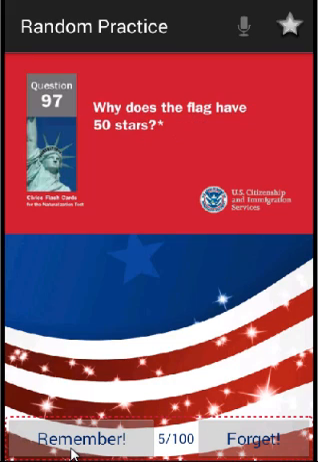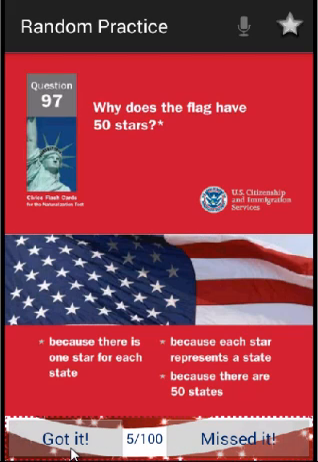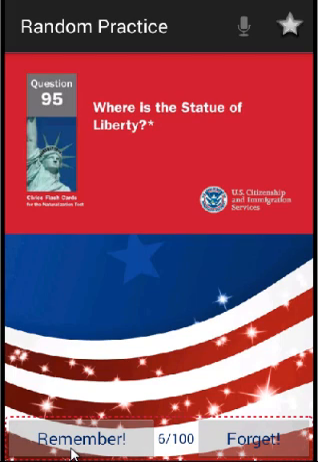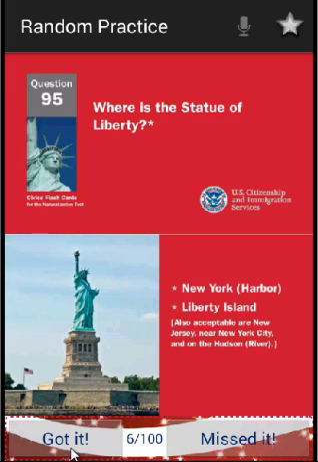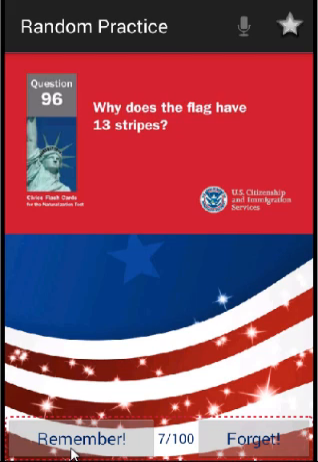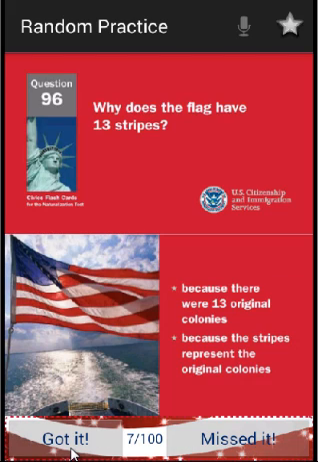Why does the flag have 50 stars? Because there is one star for each state. Because each star represents a state. Because there are 50 states. Where is the Statue of Liberty? New York Harbor. Liberty Island. Why does the flag have 13 stripes? Because there were 13 original colonies. Because the stripes represent the original colonies.